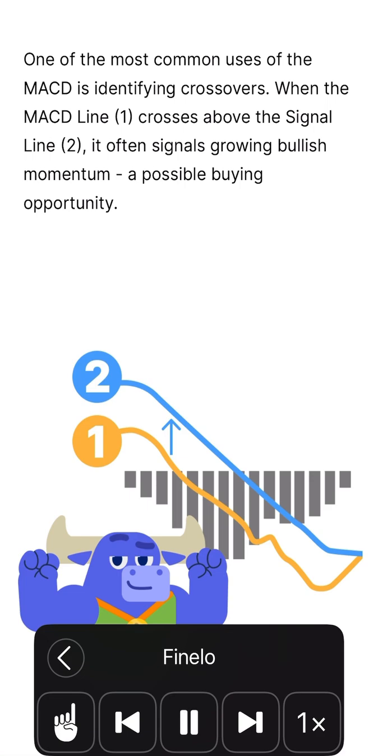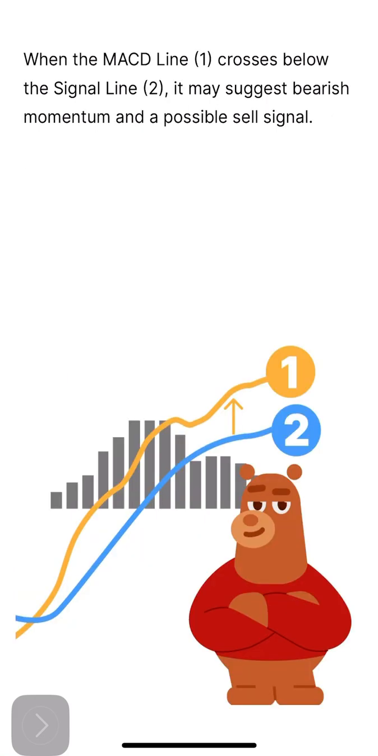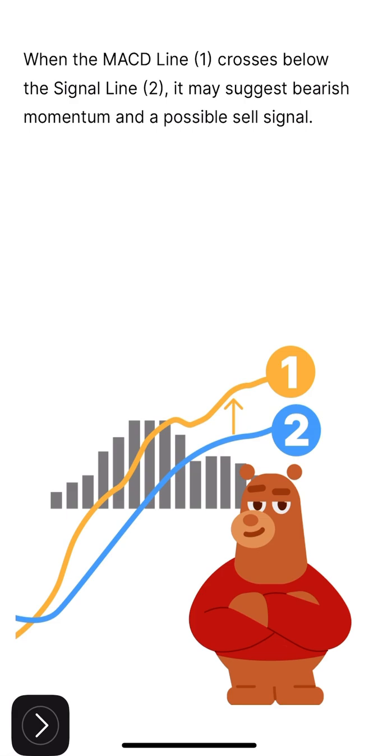One of the most common uses of the MACD is identifying crossovers. When the MACD line, 1, crosses above the signal line, 2, it often signals growing bullish momentum, a possible buying opportunity. When the MACD line, 1, crosses below the signal line, 2, it may suggest bearish momentum and a possible sell signal.